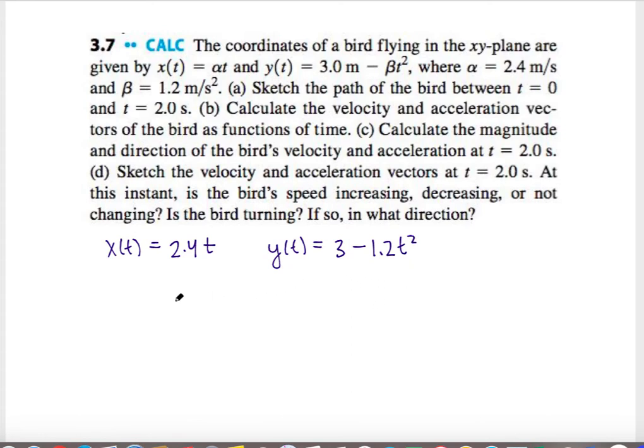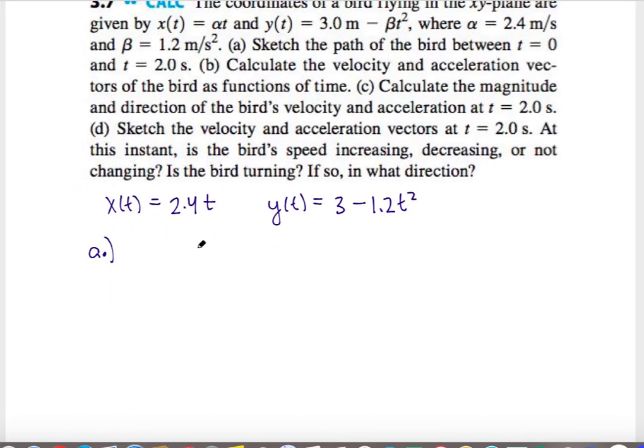And part A asks you to sketch the path of the bird between t equals 0 and t equals 2 seconds. So, since I have basically a parametric system of equations, I'm going to plot points on a set of axes. So first I'll sketch a set of axes, the vertical being positive y, the horizontal being positive x, and at time 0 I have coordinates of, let's see, x of 0 would be 0, y of 0 would just be 3.